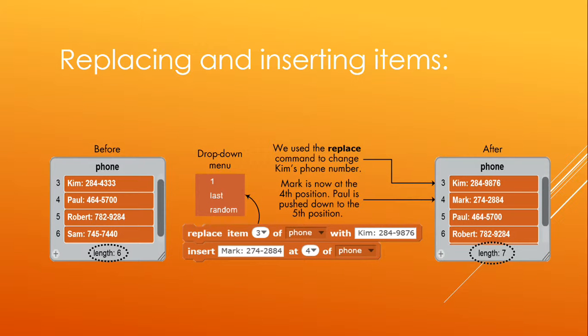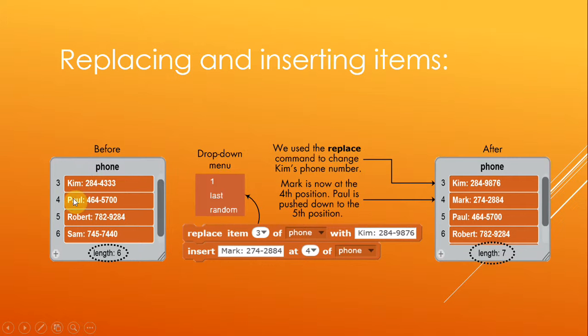Replacing and inserting items. So you can see here we have a list of phone numbers, and in this case we found that Kim's number had changed. So at the moment we've scrolled down slightly and we're sitting at number 3 in the list. So if we now go and say replace item 3, which is Kim, of our phone list with Kim and her new number, once you've saved that, you'll see that Kim's number would now have changed by whatever the change was.